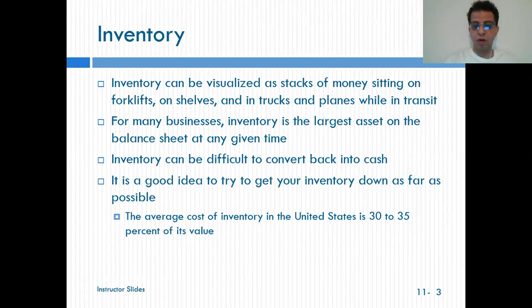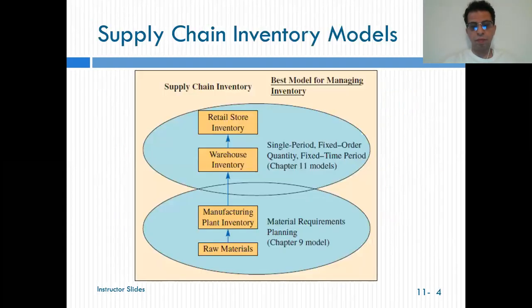The average cost of inventory in North America, and the United States especially, is 30 to 35% of its value. So inventory costs 30 to 35% of a company's value. Lowering it will lower the cost of operation.